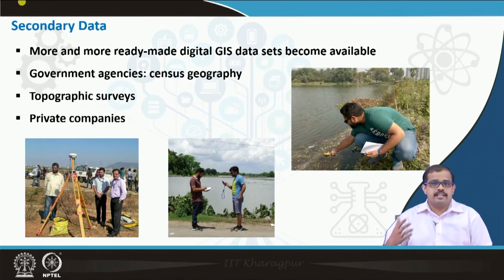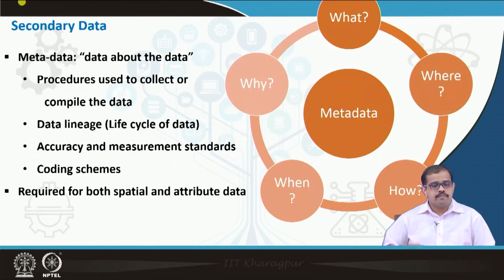Then coming to the secondary data. Secondary data is more ready-made digital GIS data sets. It may come through government agencies like the census or geography departments, or from topographic surveys that have been done, or from private companies. When you look at secondary data, the first thing that has to be looked at is the metadata.